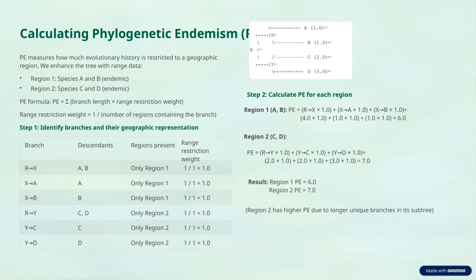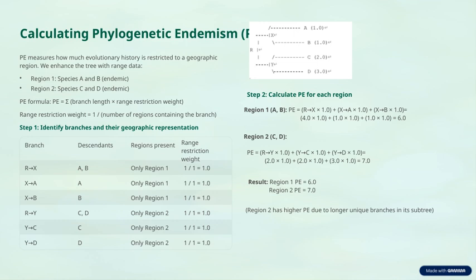Moving to step 2, calculating PE for each region. For region 1, we sum the branch lengths, multiplying each by its corresponding weight, and get a total PE of 6. For region 2, the sum is higher at 7, mainly because it has longer unique branches in its subtree. This difference indicates that region 2 holds slightly more unique evolutionary history, which is reflected in its higher PE value. So, in essence, PE helps us quantify how much evolutionary heritage is confined to each region, highlighting areas that harbor unique lineages.